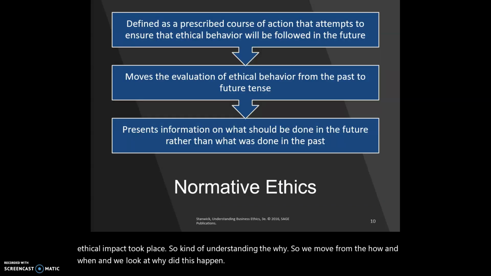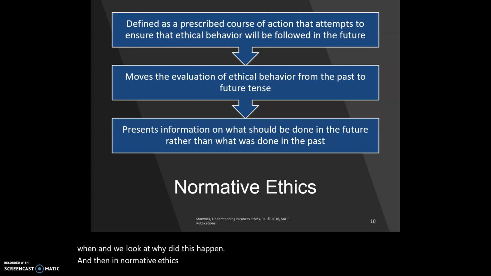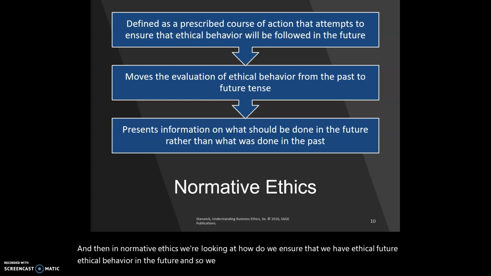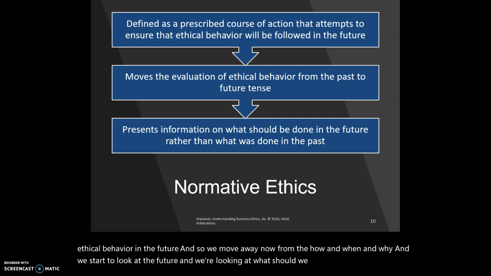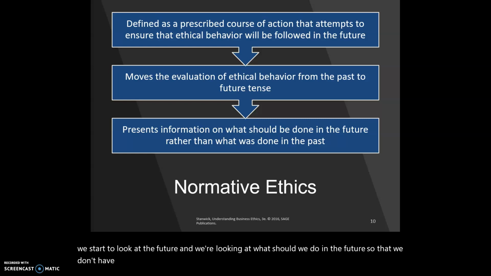And then in normative ethics, we're looking at how do we ensure that we have ethical behavior in the future. And so we move away now from the how and when and why, and we start to look at the future. And we're looking at what should we do in the future so that we don't have ethical concerns or don't have unethical behavior in the future.